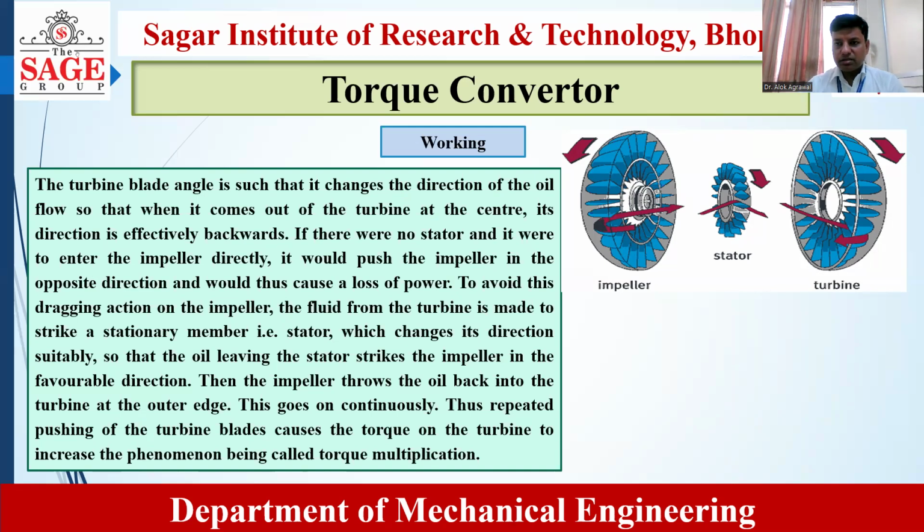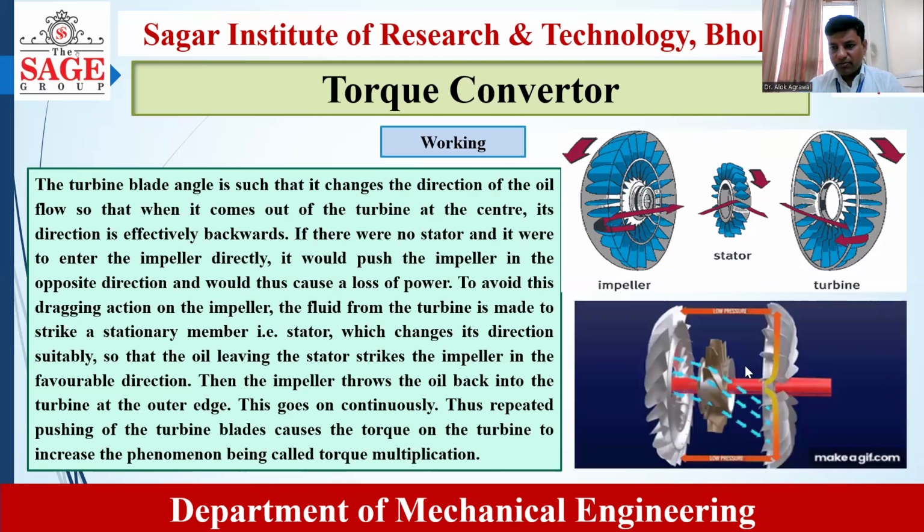But as there is a component called the stator, mounted in between the impeller and turbine, what is happening here? It can be seen with the red arrow that it changes the direction in a favorable way, so that the oil coming out from the center of the turbine hits the impeller blade in a favorable direction, which multiplies the torque and increases the speed of the impeller further. That is why we call it a torque converter.